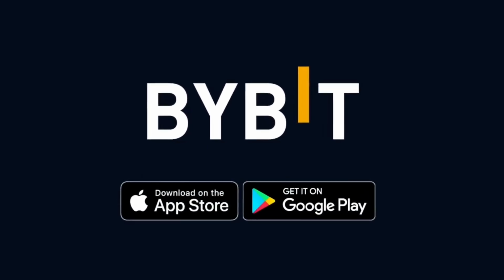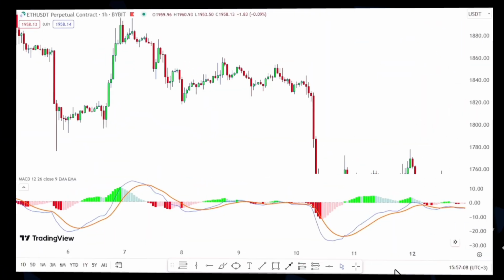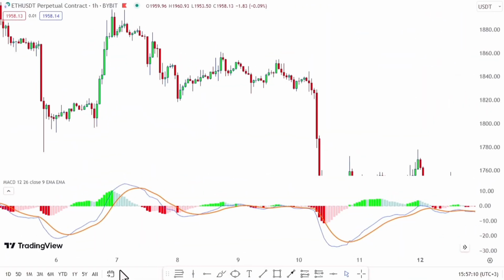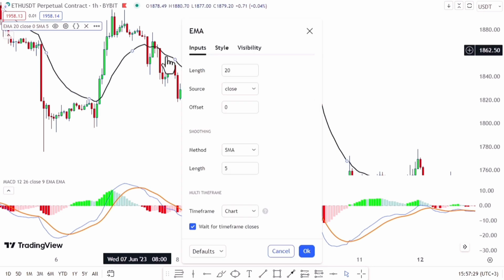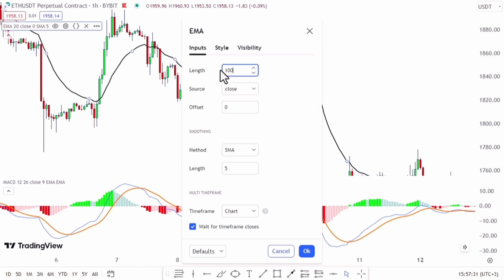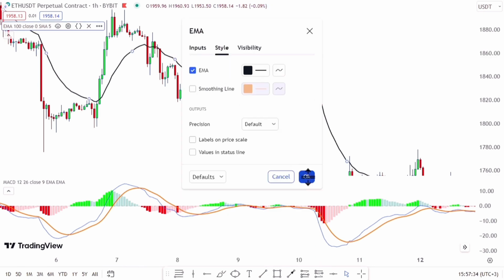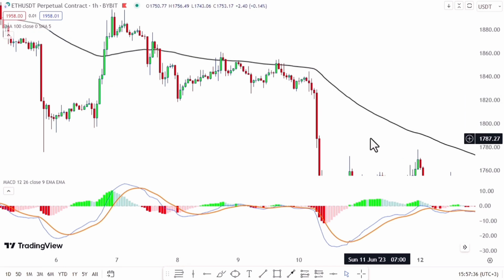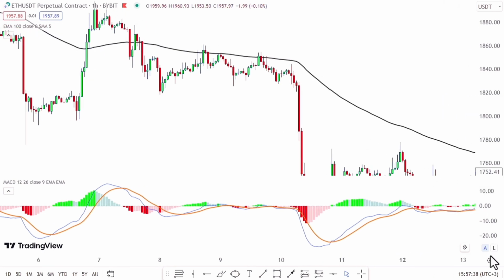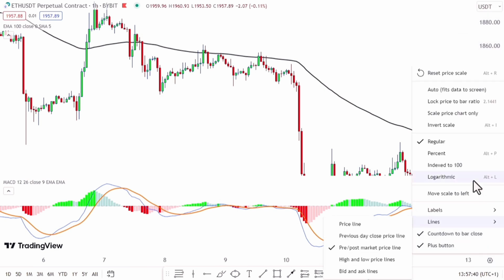A simple but high win rate strategy that I recommend for beginners is combining the MACD with a long-term trend indicator like the 100 EMA. This way we can safely trade the MACD while making sure that we are staying in the same direction of the long-term trend. This is how you trade.